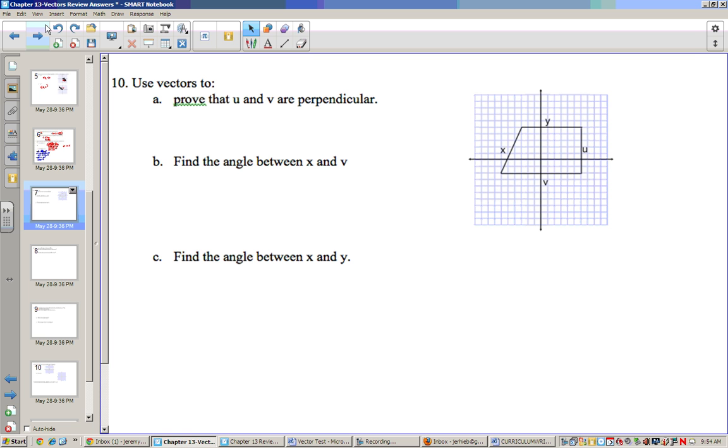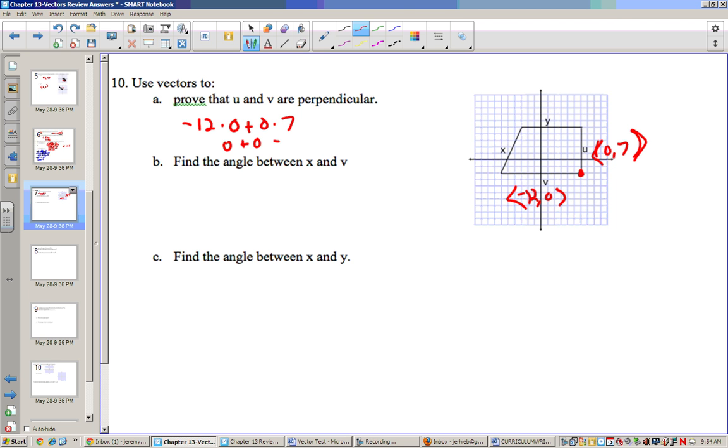All right. Now let's use vectors to prove that u and v are perpendicular. So I can start here at their intersection, and u is up 2, 4, 6, 7. So this vector is 0, 7. And this vector is, looks like negative 12, 0. Should use my vector symbols. So now if I find the dot product, negative 12 times 0 plus 0 times 7, that equals 0 plus 0, which is 0. Since the dot product is 0, we know these two vectors are perpendicular.